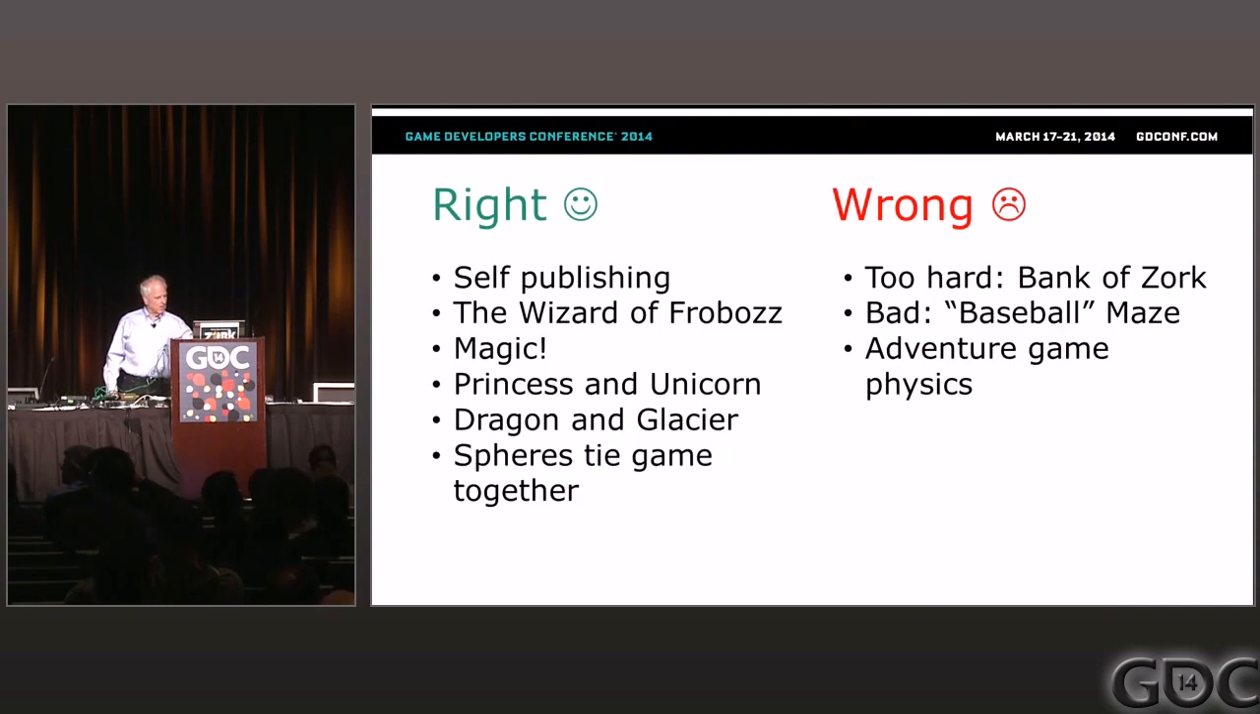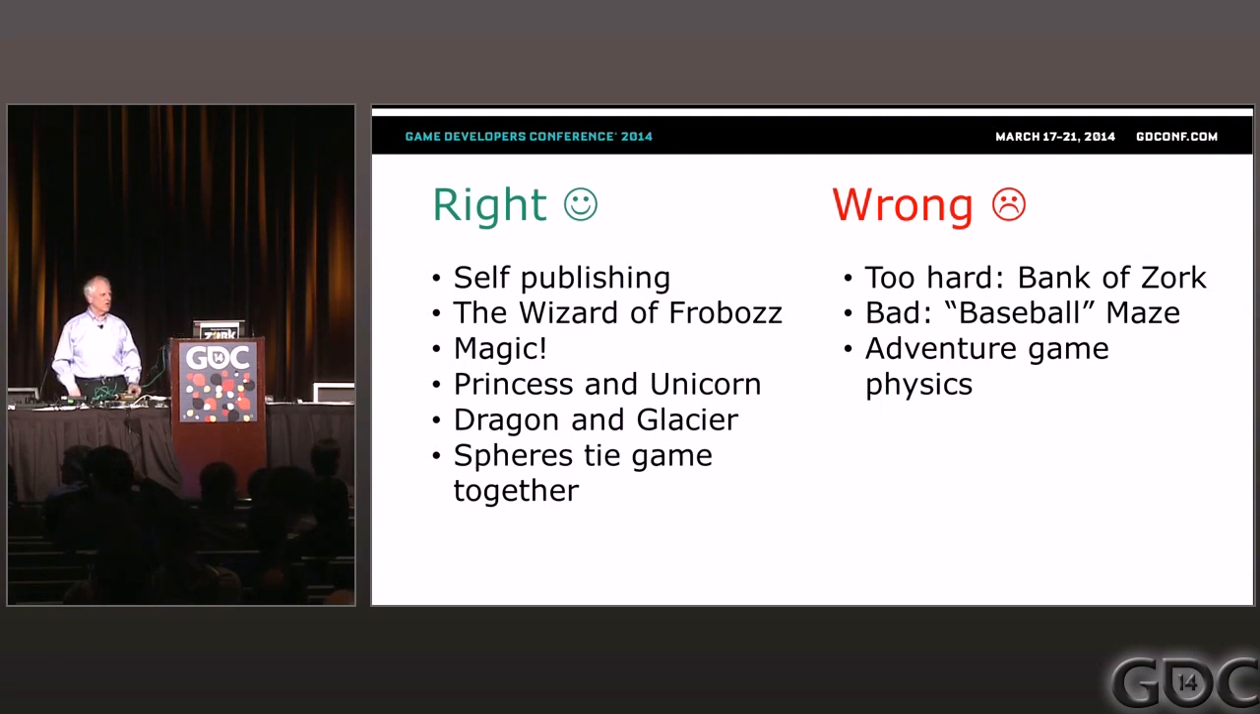And so again, the right-wrong thing. Bank of Zork was too hard. Baseball maze was a bad puzzle. We had adventure game physics. You could inflate an entire hot air balloon by burning a newspaper. But that's what adventure games are for. Bad physics. Things that were good, we actually introduced magic.